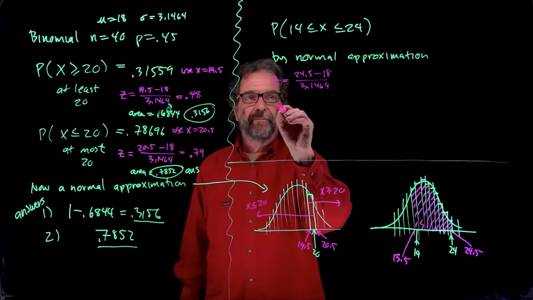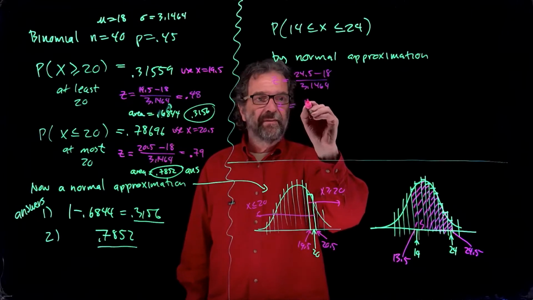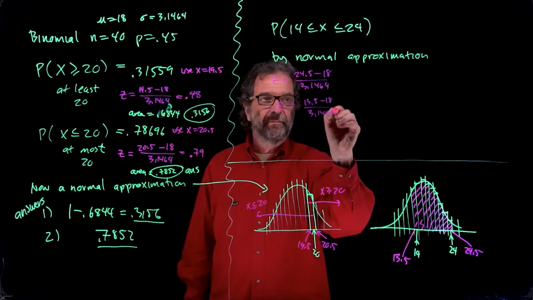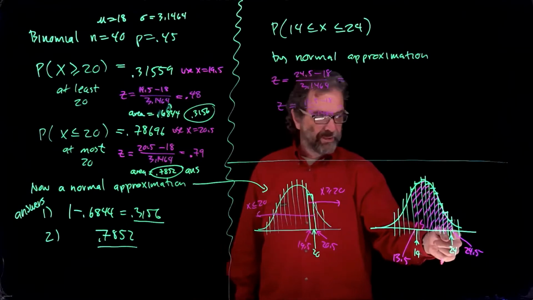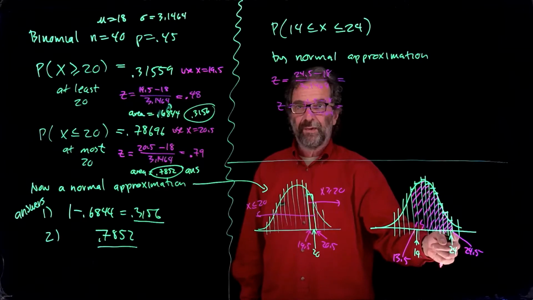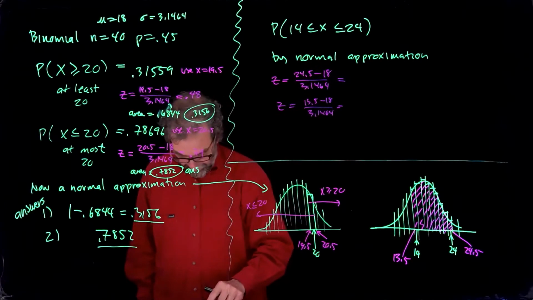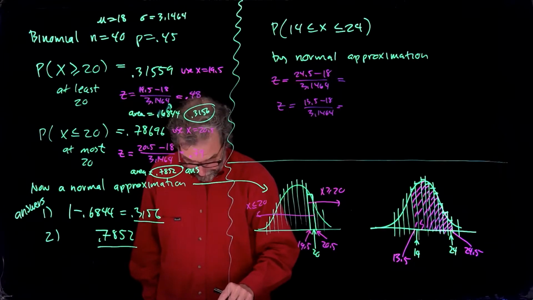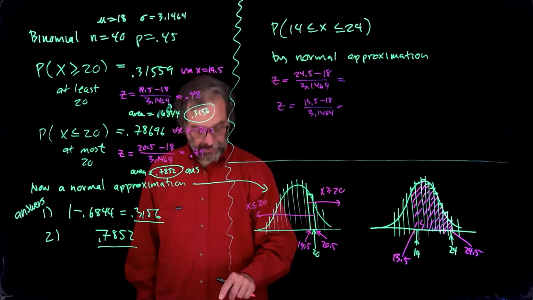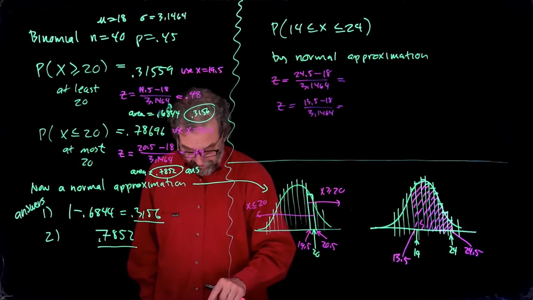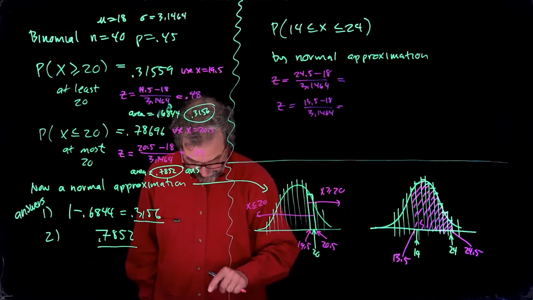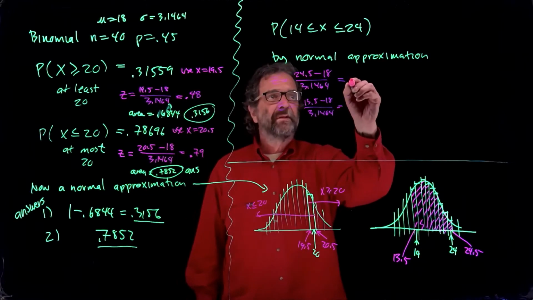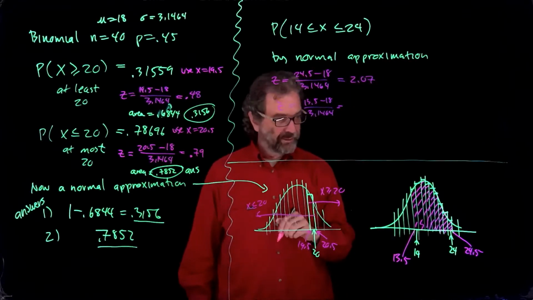And z for the 13.5. Like that. So this one ought to be up there, maybe in the 1.8 range. Let's see what it looks like. 24.5 minus 18, we're going to divide that by 3.1464. 2.06, 2.07 rounded. 2.07, so bigger than I thought.